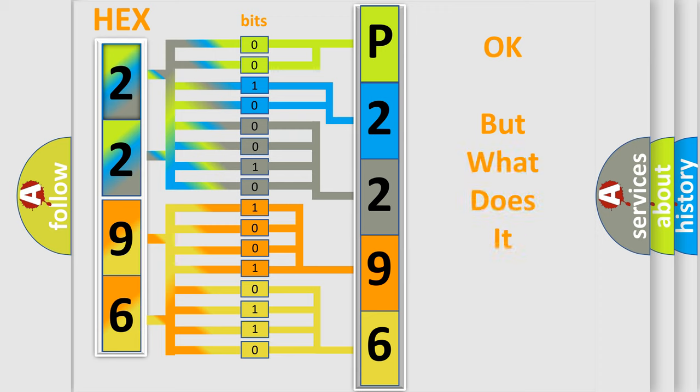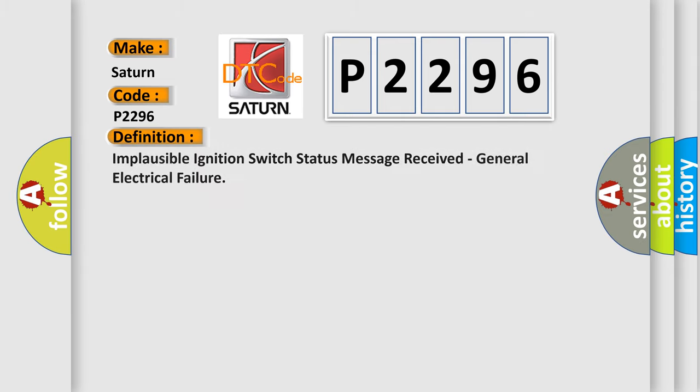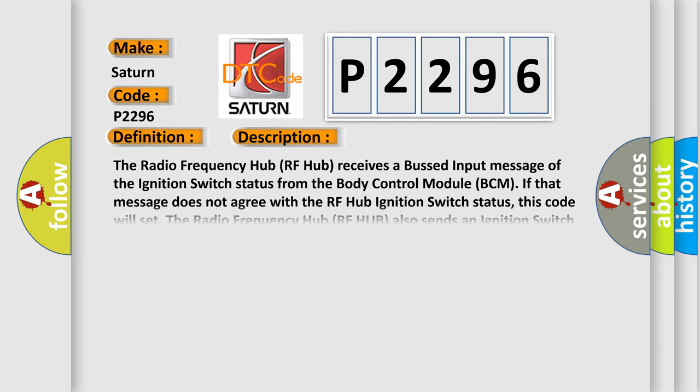The number itself does not make sense to us if we cannot assign information to what it actually expresses. So, what does the diagnostic trouble code P2296 specifically mean for Saturn vehicles? The basic definition is: implausible ignition switch status message received, general electrical failure. And now this is a short description of this DTC code.